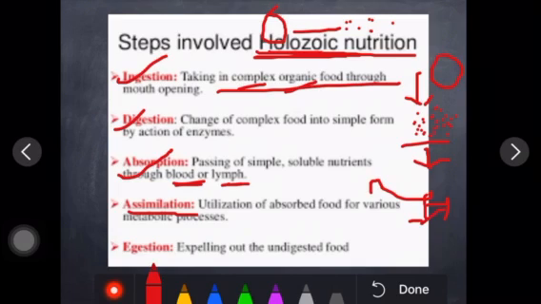This is called egestion. So there are five processes in sequence. You have to remember, you will not change their order. First, again I am repeating, ingestion, the intake of food via the mouth. Then digestion, where the complex food we take gets broken down into simple form. Then absorption, absorbed by blood and lymph. Then the absorbed food is utilized by the body, which is called assimilation. And next, what is not utilized, the undigested food, gets expelled out from the body. This is called egestion.